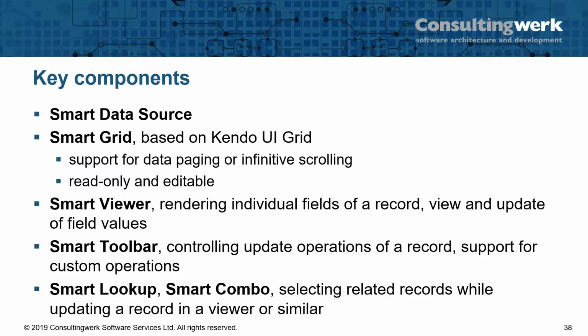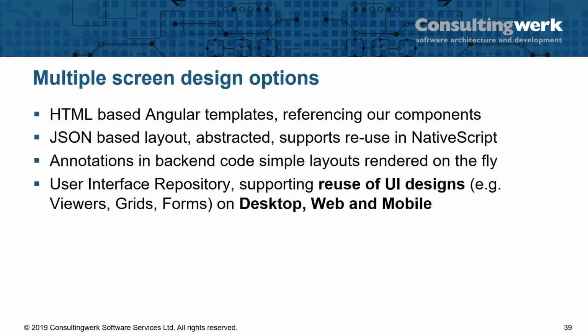We have the smart viewer, which renders a set of fields of a single record or a group of related records, supports viewing and updating them. We have the toolbar there. And we also have lookup and combo box components, which allow in a viewer to pick a value from a related table. Like when we're looking at the customer, we could be picking either the sales rep or maybe the country or the state table using either the lookup or the combo box component. And these are really the main building blocks that developers would be using to build business applications.